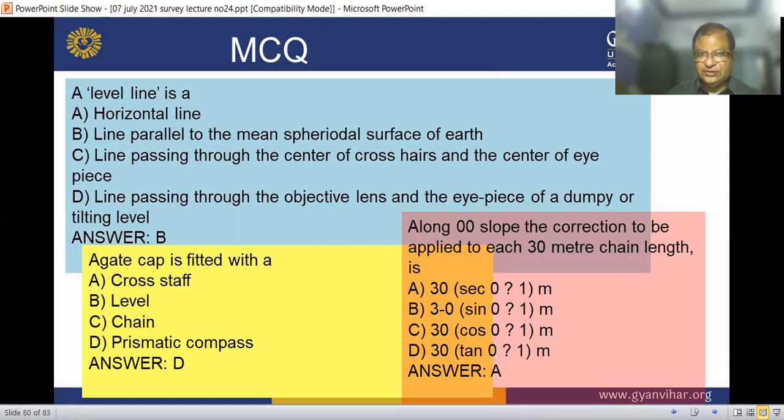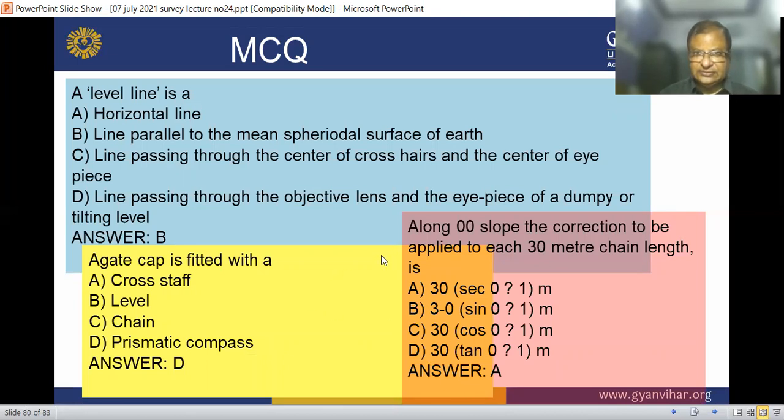And last question: on a long slope, the correction to be applied to each 30 meter main length. So what is the correct answer? The correct answer is A.